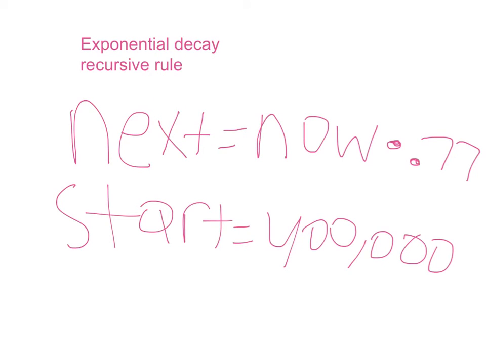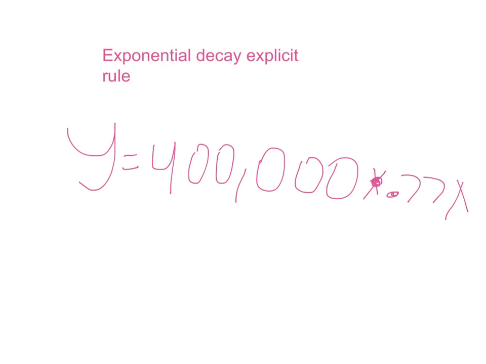This is the exponential decay recursive rule. It says next equals now times 0.77. The start is 400,000. This is the exponential decay explicit rule. If you got confused with what the start value is for the decay, it's 400,000. It's still the same. And then you multiply by 0.77 to the x.